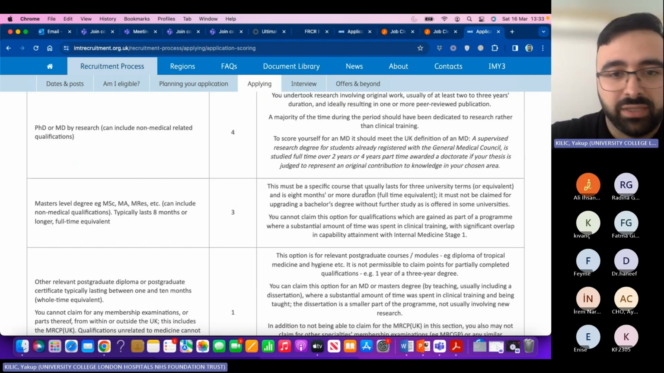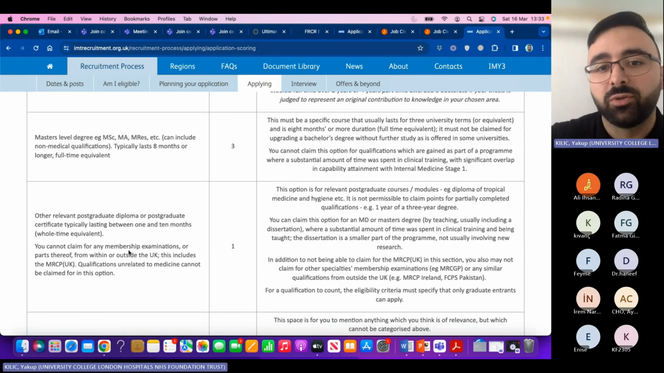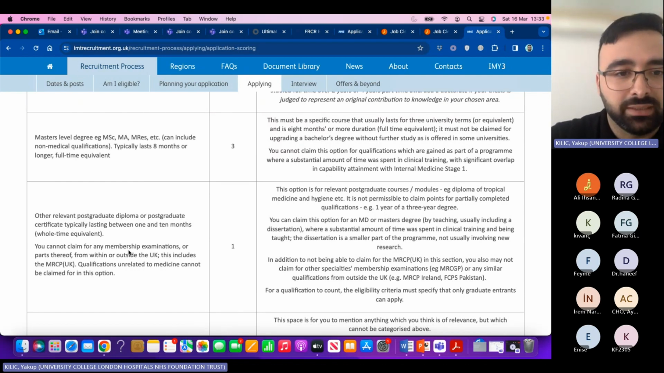It has a bit of an explanation here. If you've got any other diploma, for example, some people here do a diploma in hygiene, or a diploma of tropical medicine and hygiene, that's 1 point. One thing you can't use this section for is your MRCP score. That's a separate part of the application.